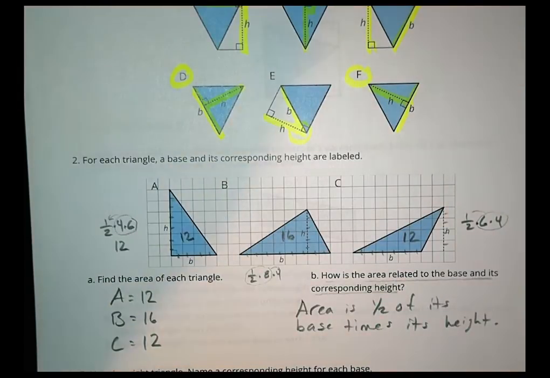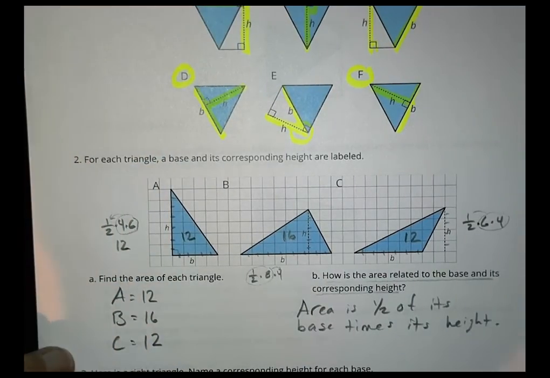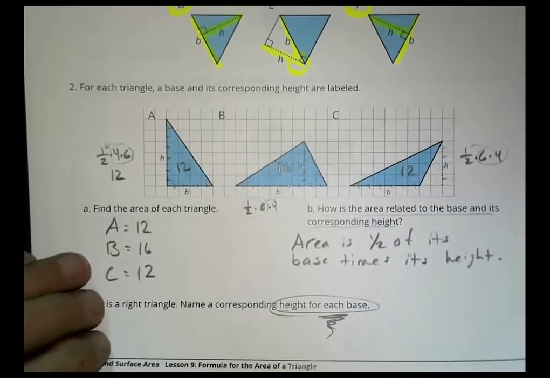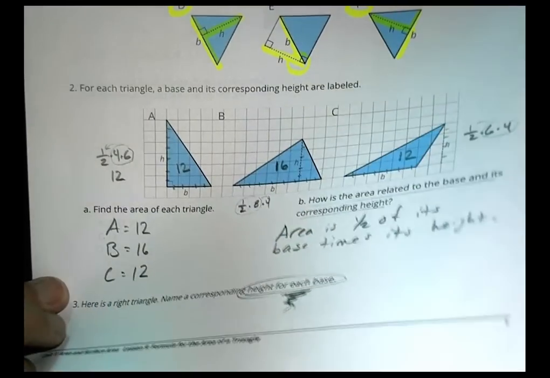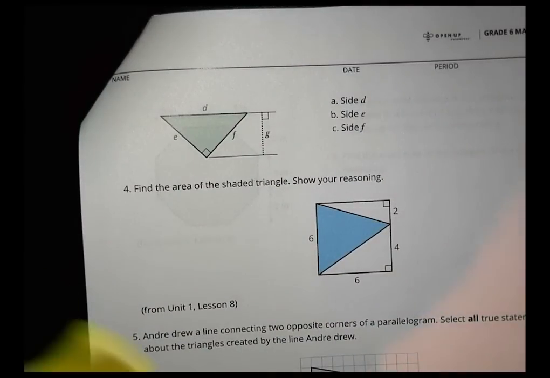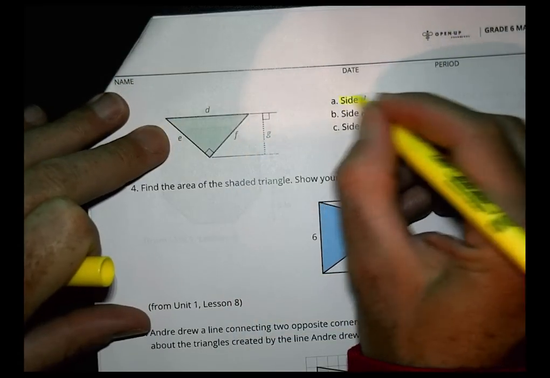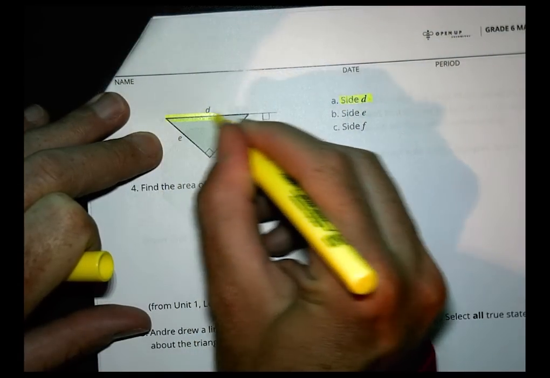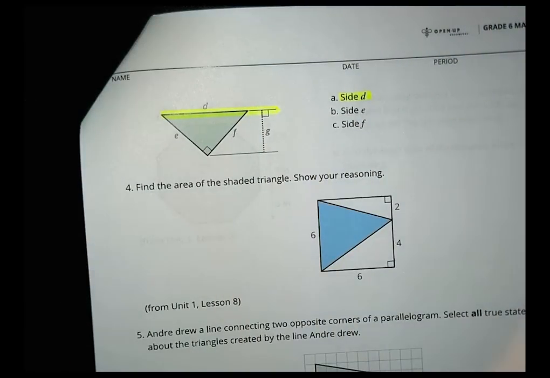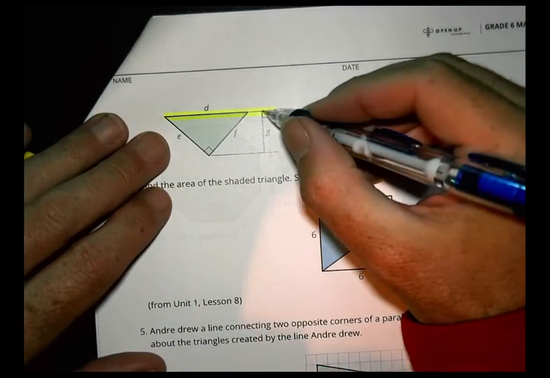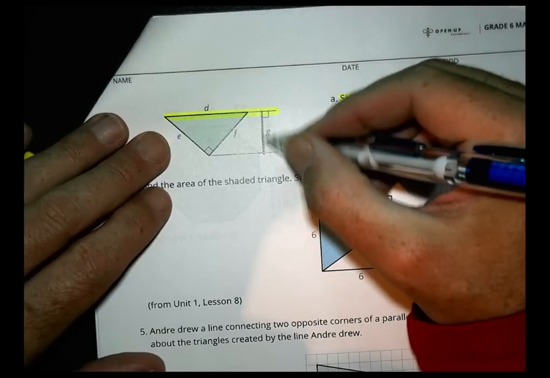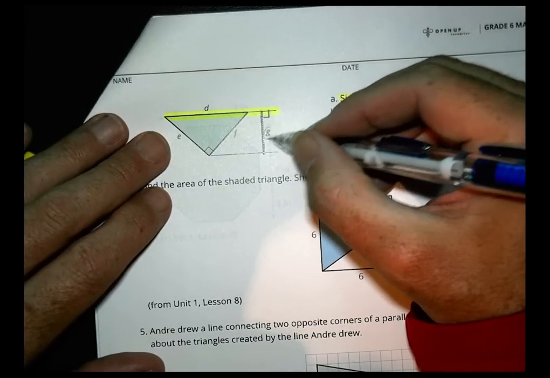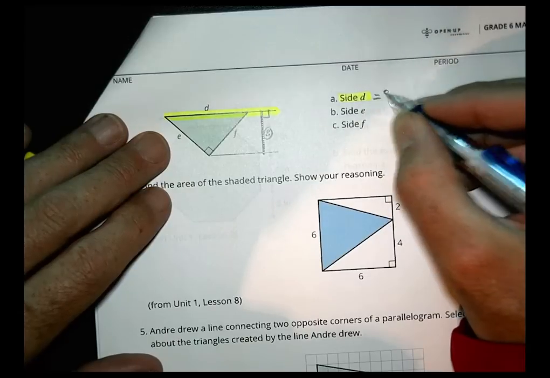All right, moving on, number 3. It says, here is a right triangle. Name a corresponding height for each base. Okay, let's take a look at this one. We're going to look for a corresponding height for each base. All right, so I'm going to use 3 colors here. Ready? Okay, so let's look at side D. So for side D, what is the height of side D? If that's side D, which line becomes the height? You would say this one right here, because it's perpendicular, 90 degree. So G works with side D.